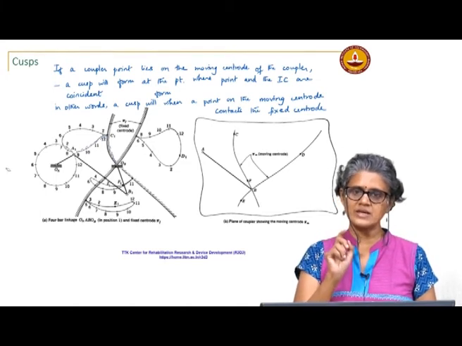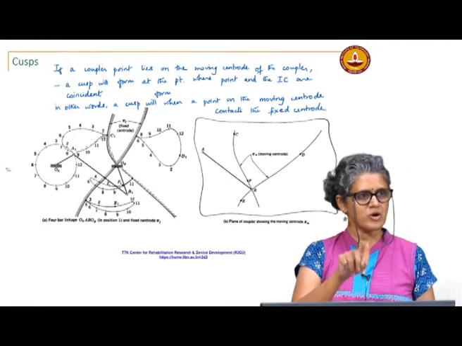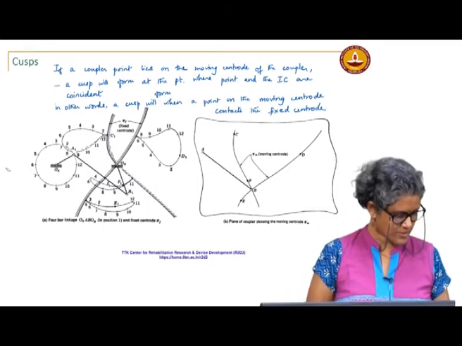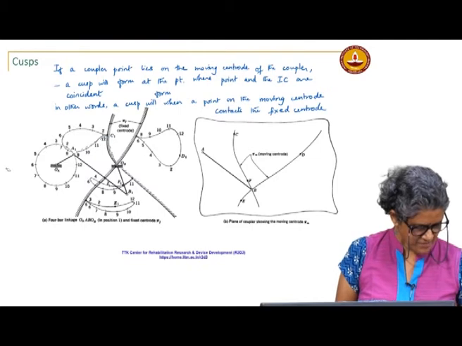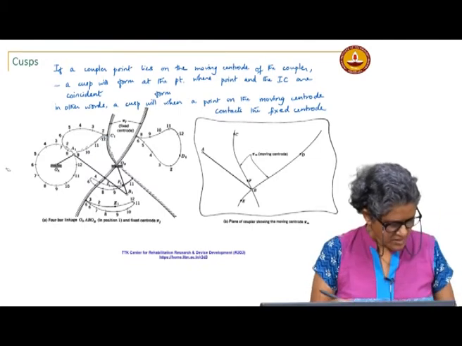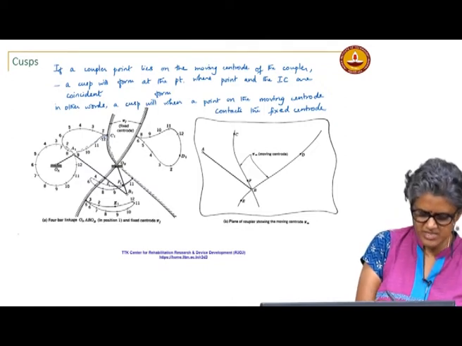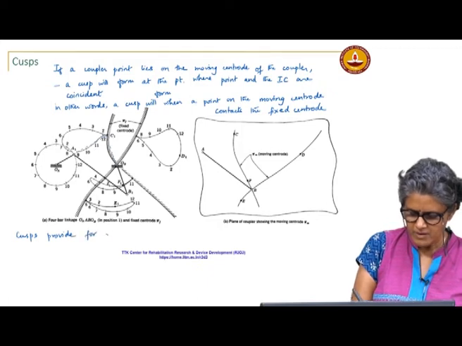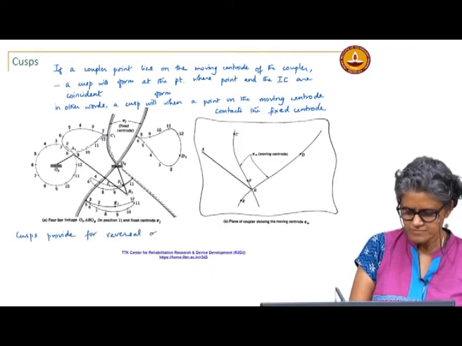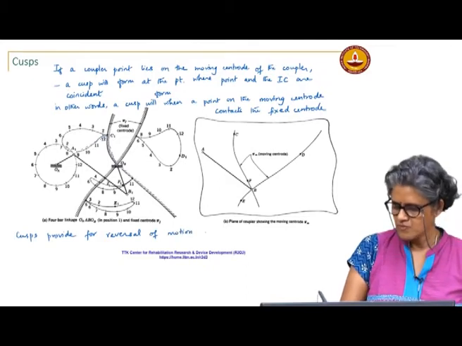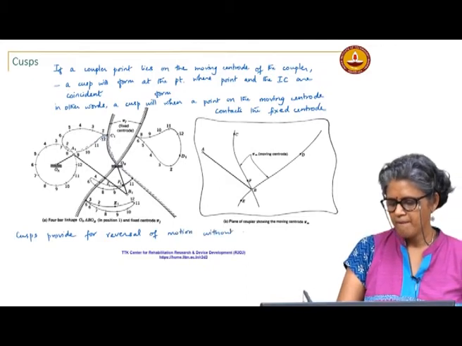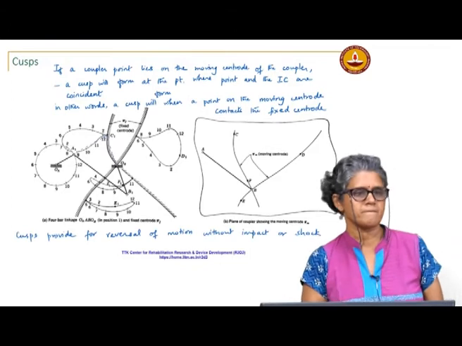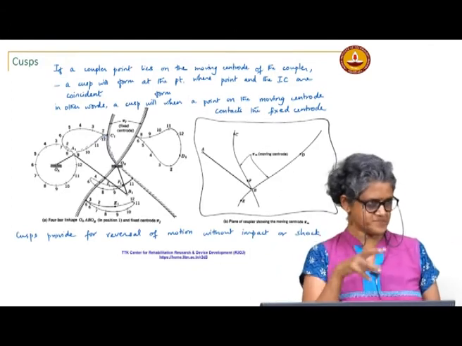It is able to neatly retract, change the direction and come out of the hole in the film strip example that we looked at. So, that is the advantage of the cusp. Cusps provide for reversal of motion without impact or shock. So, they are very useful in mechanisms for that reason.